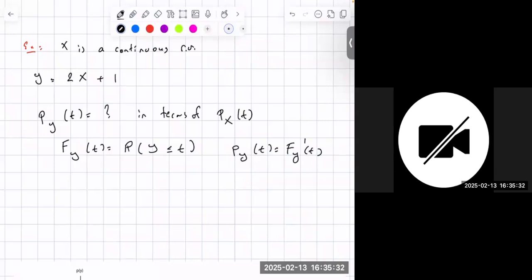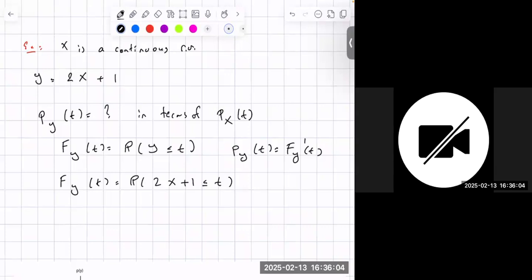Okay, good. So far, I guess this is the stuff you knew from last lecture or the lecture before. You write the cumulative function, then take the derivative of it, and you get the density. So what is Y? Y is 2x plus 1.